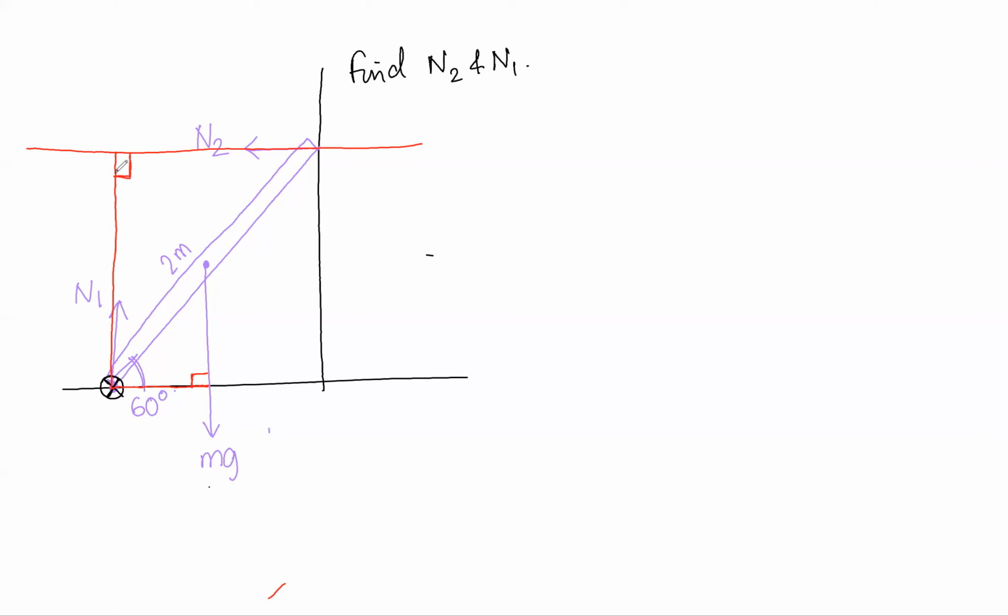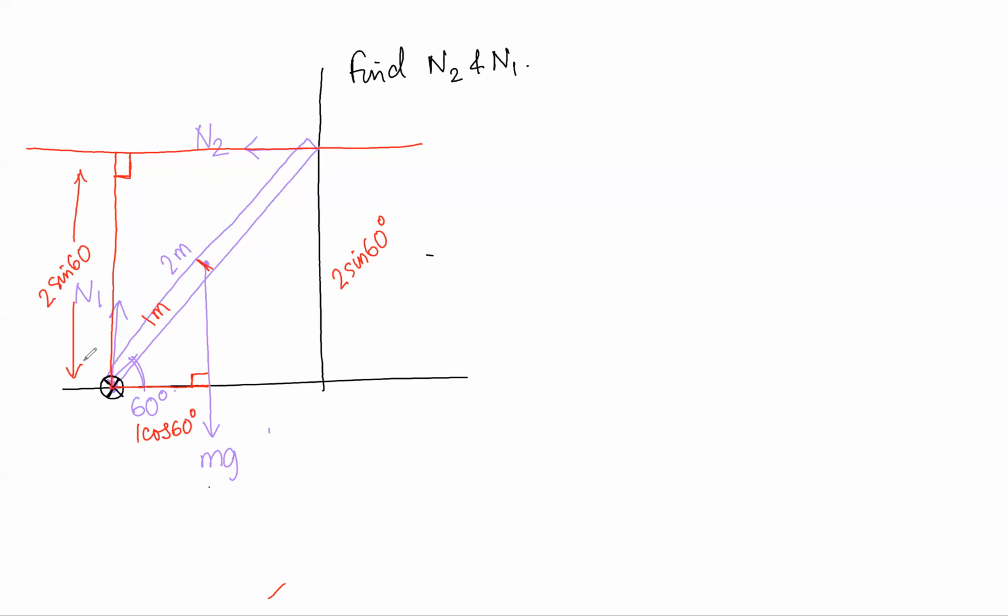Simple common sense. Now, what is this distance? The weight is always going to act at the midpoint of the rod. So this distance is 1 meter. So if that distance is 1 meter, this is 1 cos 60 degrees. Now that is 2 meters. So this distance is equal to 2 sine 60 degrees. Konsa? This distance is 2 sine 60.